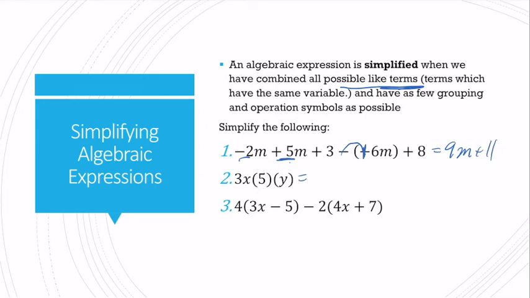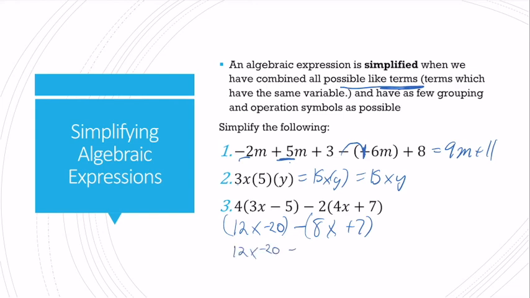Here we'd want to go ahead and distribute. 3x times 5 is 15x, times y is 15xy. And last but certainly not least, I'm going to distribute this 4. I get 12x minus 20 minus 8x plus 7. I can't simplify within these parentheses, so I can rewrite it. 12x minus 8x is 4x. Negative 20 plus 7 is negative 13. So that's this expression fully simplified.